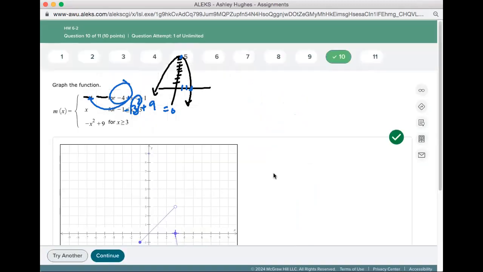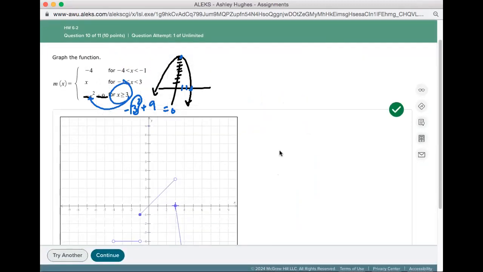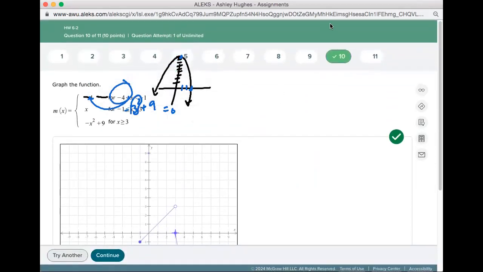Let's check it. And we got it correct. So hopefully that helps a little bit. It's a little tricky navigating that parabola tool.